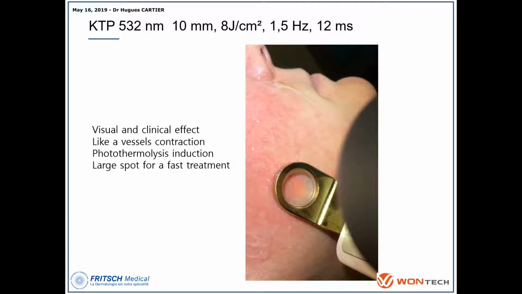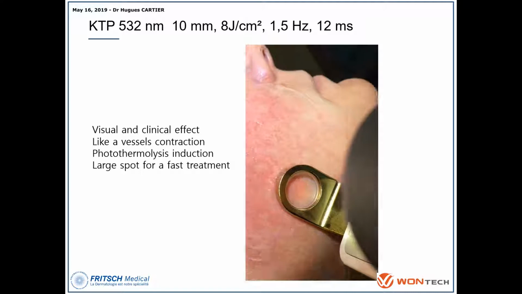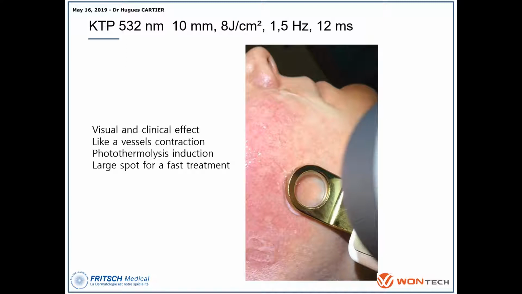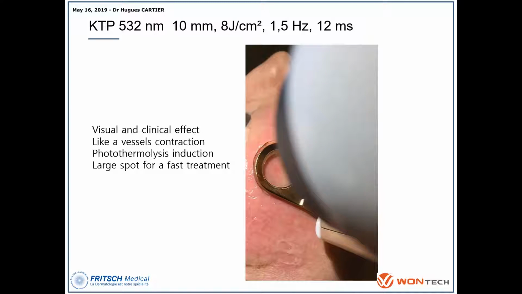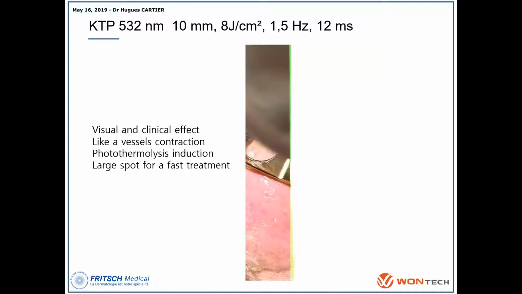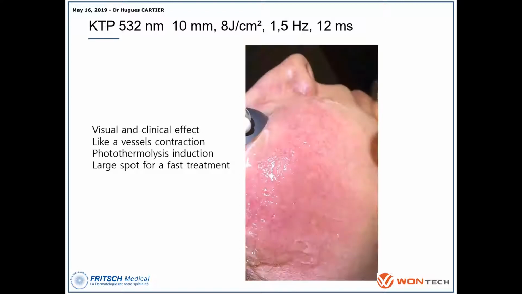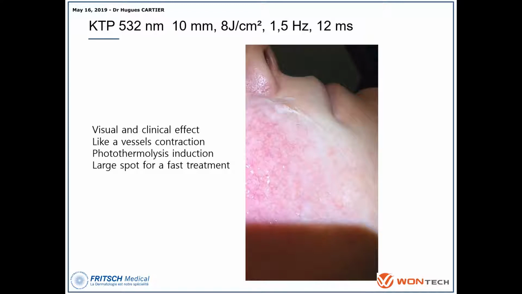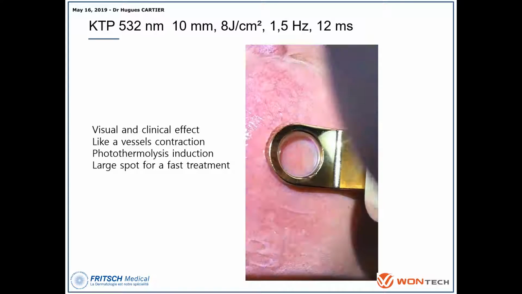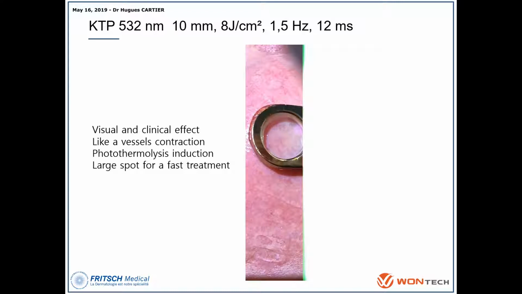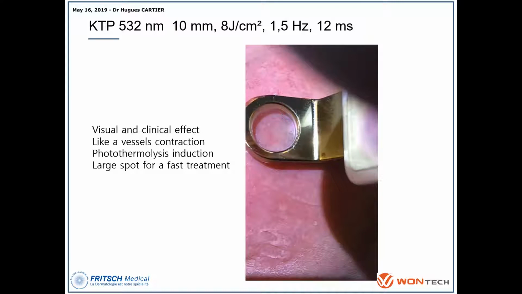Another example with a video, you proceed step by step. The frequency is 1.5 Hertz, as you want, and you will see through the window the vessel disappear. You have like a contraction of the vessel. It disappears immediately, so you know where you are.